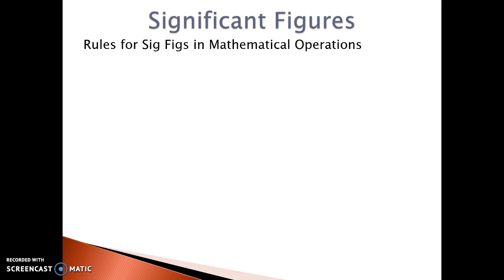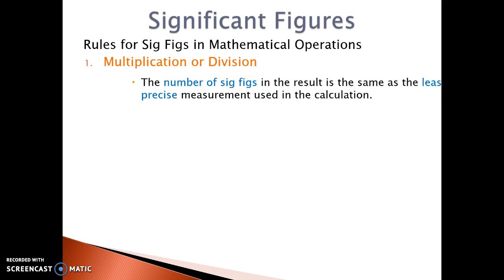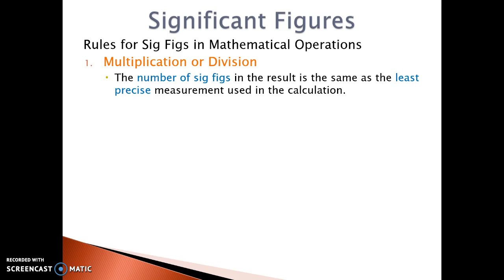Now when we're doing mathematical operations, we have to consider significant figures in our answer as well. For multiplication or division, the number of sig figs in the final result should be the same as the least precise measurement used in the calculation. So if we are multiplying these two measurements, 4.56 and 1.4, 1.4 has only 2 significant figures and is the least precise measurement. Therefore, our answer can only have 2 significant figures and would correctly be reported as 6.4.